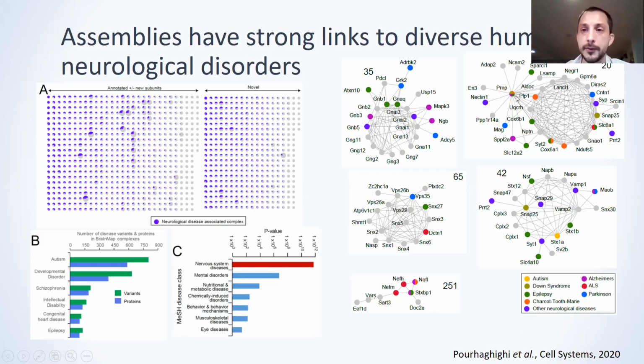And in complex 20, you have the prion protein, which obviously is involved in transmissible neurodegeneration, but is also associated with myelin sheath maintenance, which is why it's part of this complex.